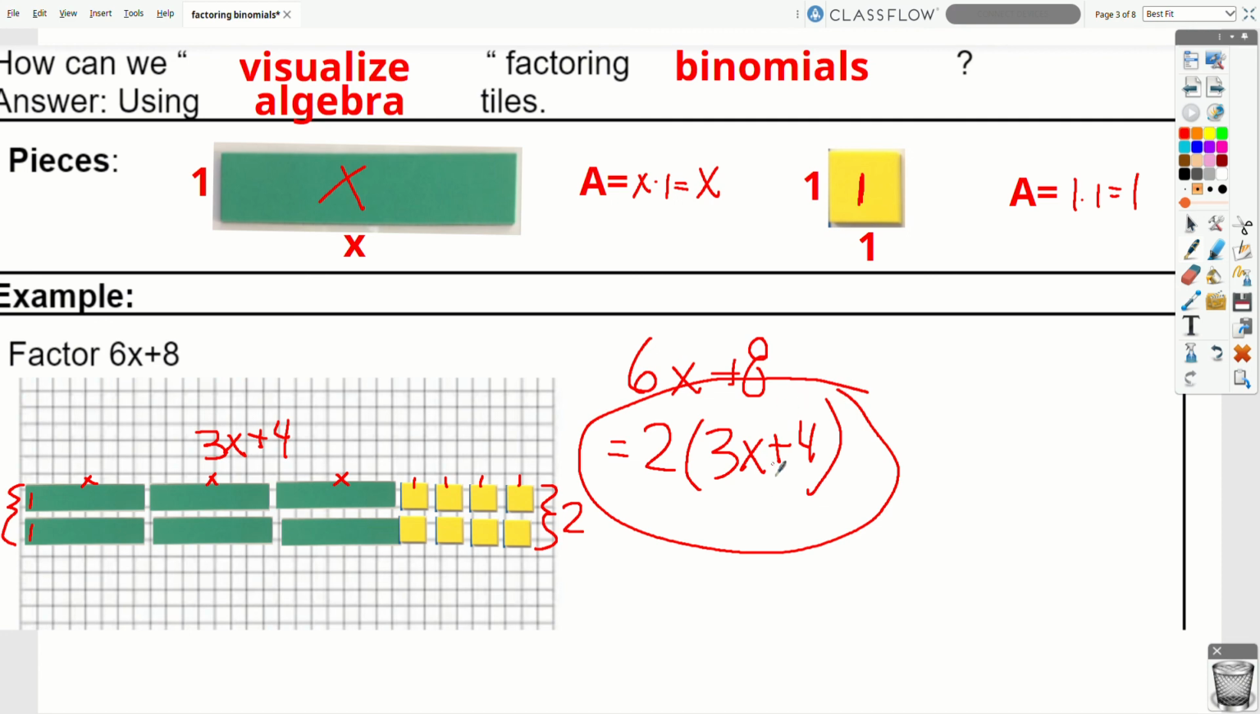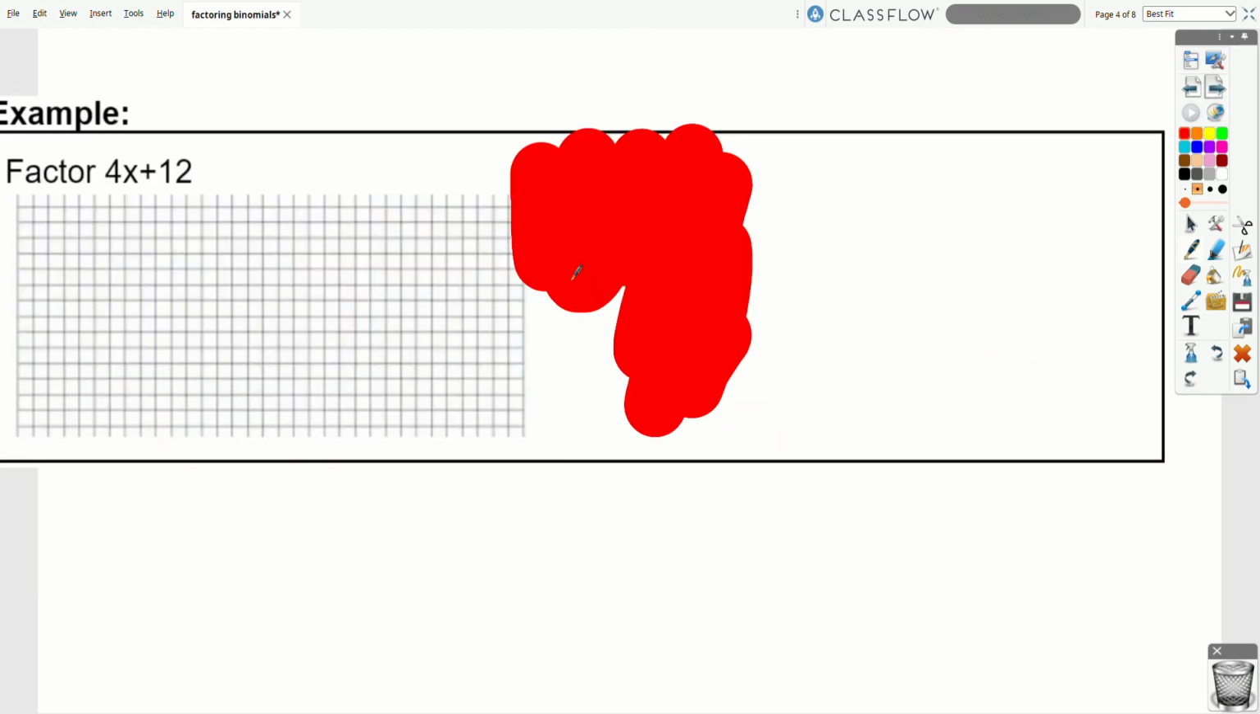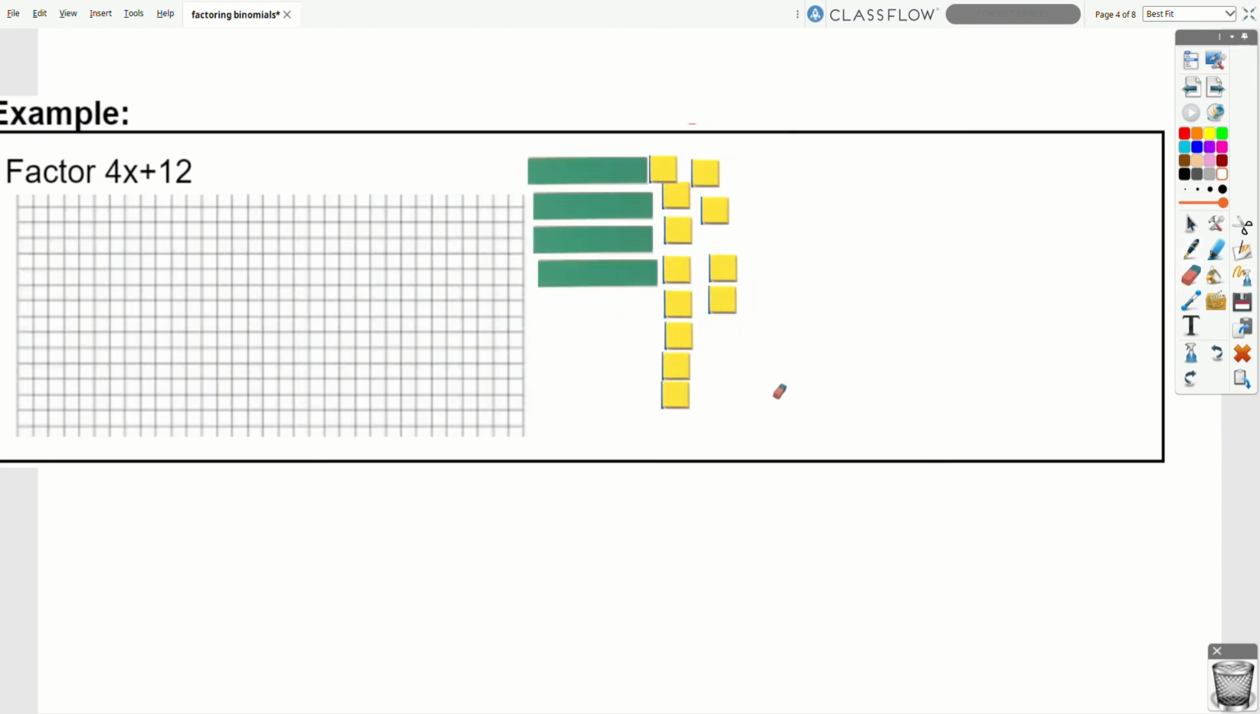You can actually check to see if it's right. You just distribute it, right? 2 times 3 is 6x, 2 times 4 is 8. Perfect. Let's do one more. Let's factor 4x plus 12. We're going to visualize that with 4 of those rectangle pieces. Remember those rectangle pieces, I know you guys already have this on your page: this is x, this is 1, x times 1 gives us x, so these are the x's. And then our squares are 1 and 1, 1 times 1 is 1.